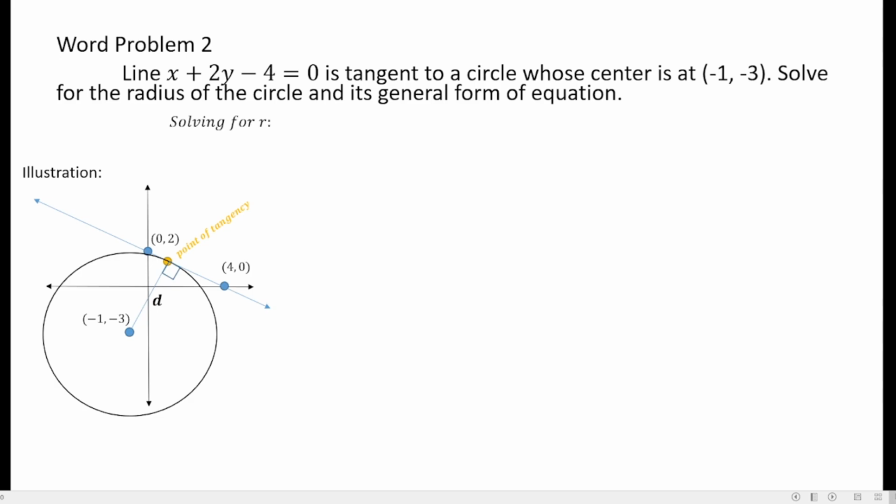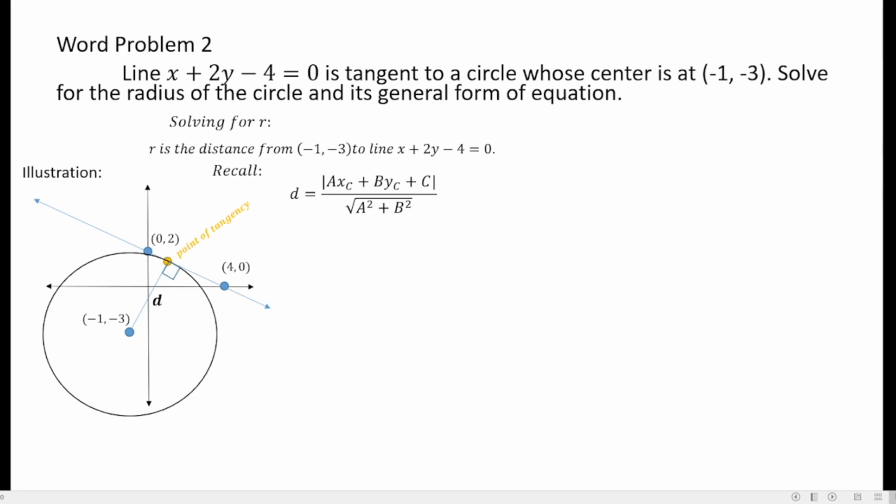Okay? So to solve for the radius of the circle, all we have to do is solve for the distance from that point, the center, to the given line, which is the tangent line. So you must have realized that the radius is the distance from (-1, -3) to the line x plus 2y minus 4 equals 0, which is the tangent line. So from here, just recall, distance is equal to the absolute value of a times x sub c plus b times y sub c plus c, all over the square root of a squared plus b squared.